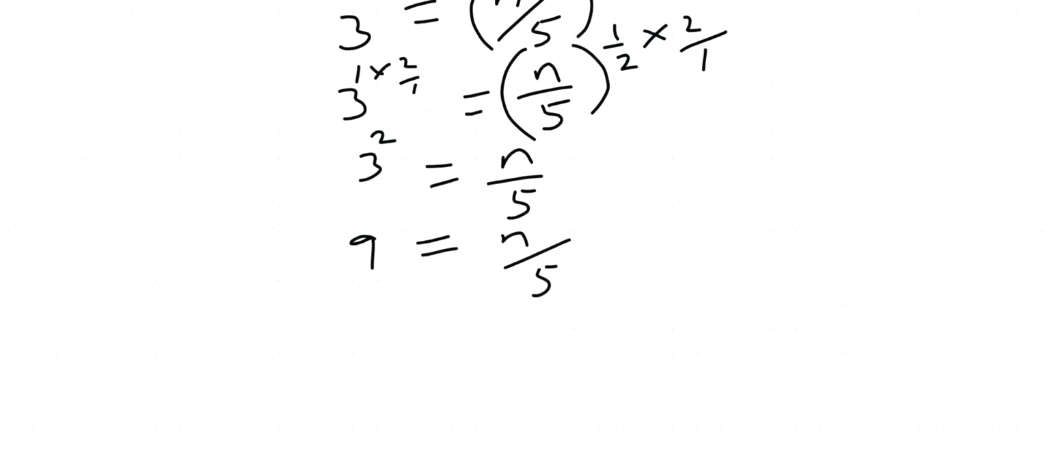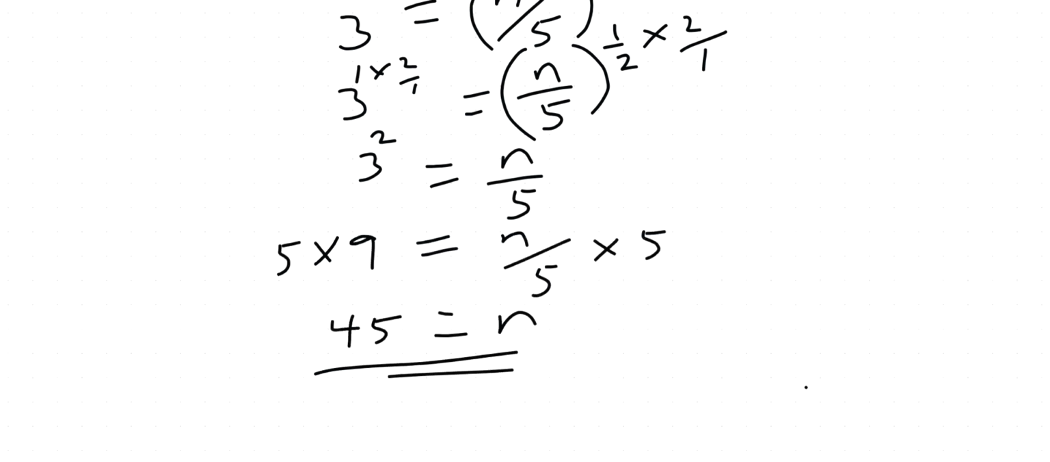From here, to find n, multiply this by 5, multiply this by 5. Or whichever one you want to do, maybe cross multiplication is the same thing. So 5 times 9 is 45. And 5 will cancel 5 here, n is 45.